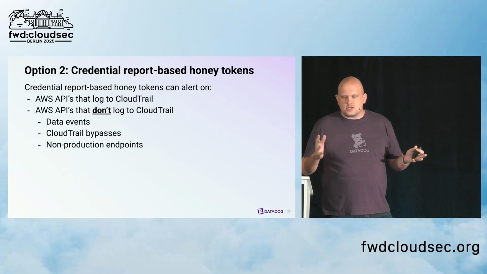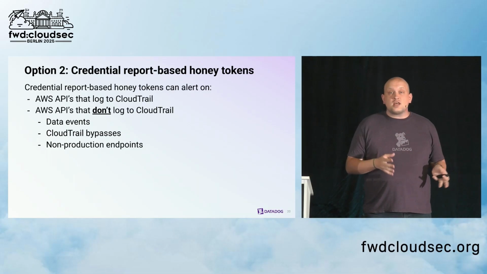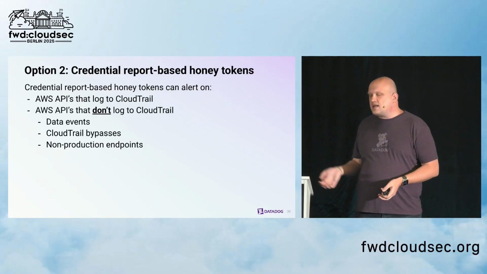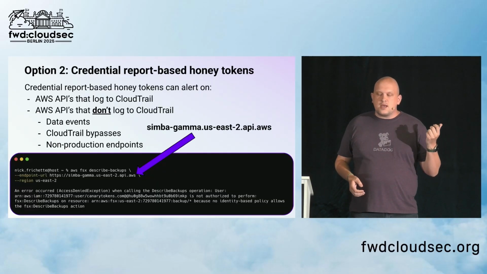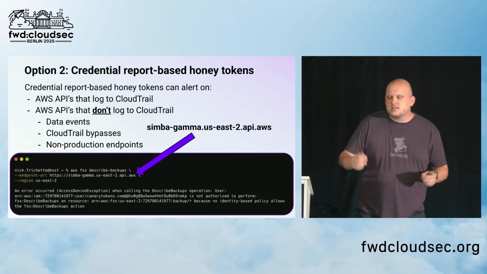Next thing, non-production endpoints. Long story short, there are thousands of API endpoints available over the internet you can authenticate against using normal creds. Take, for example, simba-gamma.usc2.api.aws. If that's gibberish, it is.